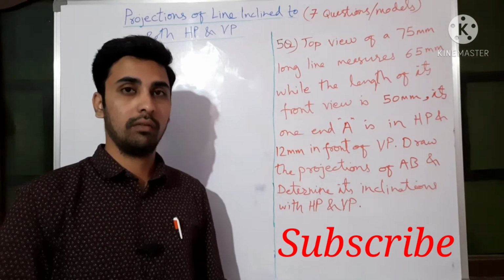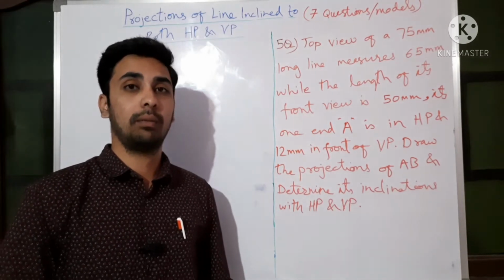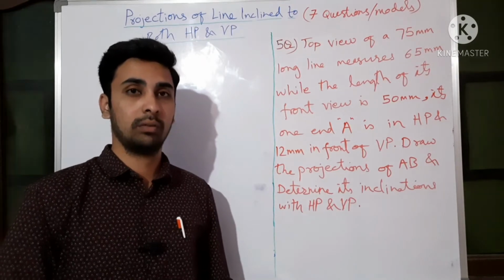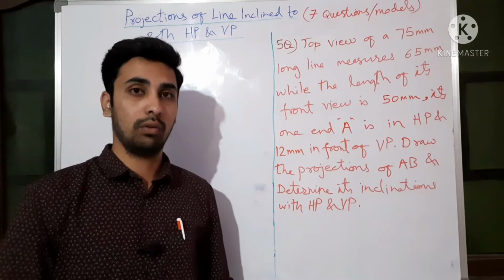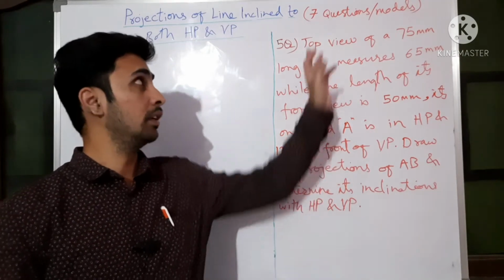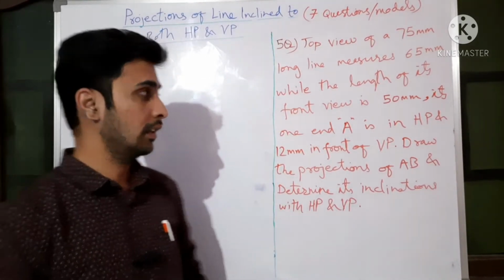So today we will see projections of a line inclined to both the planes, in problem number 5. In the previous videos we have seen questions number 1, 2, 3 and 4, and this is the fifth question out of 7 questions or 7 models. So let us see what the fifth question says.